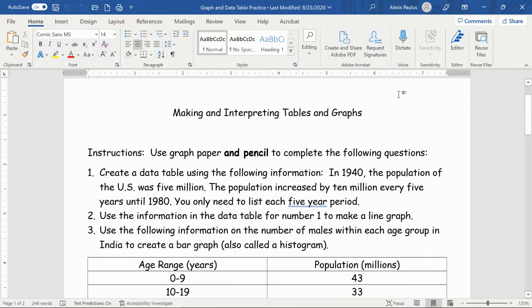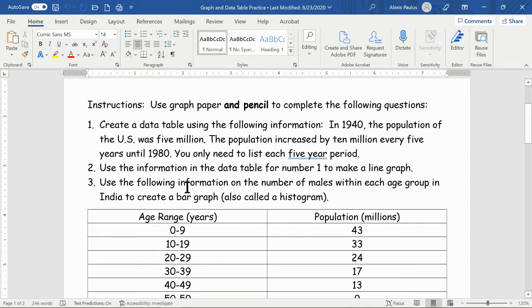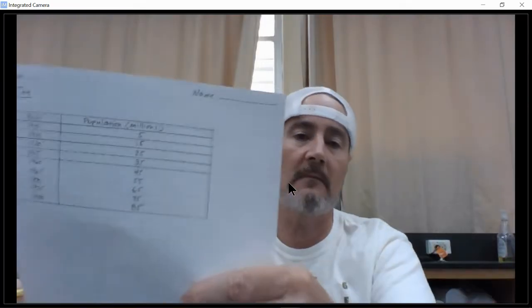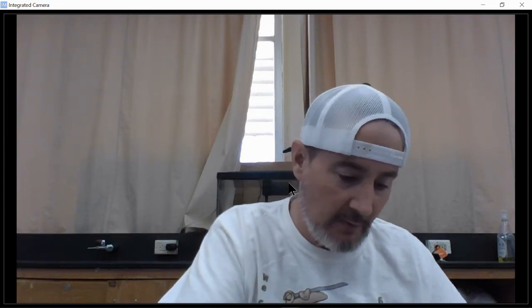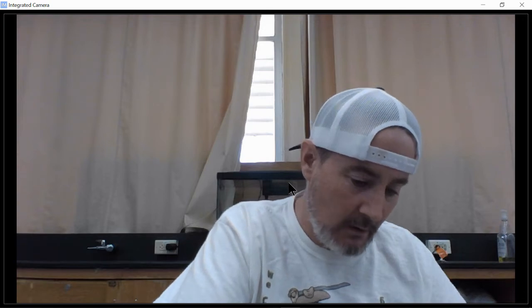All right, so let's go back to this. Your homework, I believe, is going to be to graph this information. That's going to be number 2. Use the information in the data table for number 1 to make a line graph. All right, so I want you to skip a line and put a number 2. All right, like so. We're going to skip a couple more lines because we're going to need a title for our line graph. So I'm saying maybe 4 lines below your data table. 1, 2, 3, 4. I'm going to put a dot.